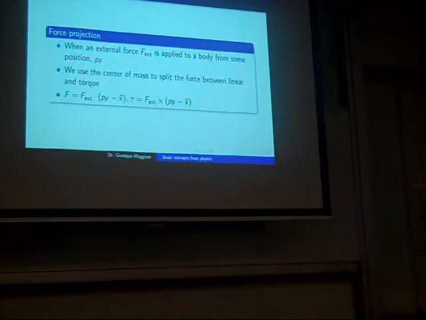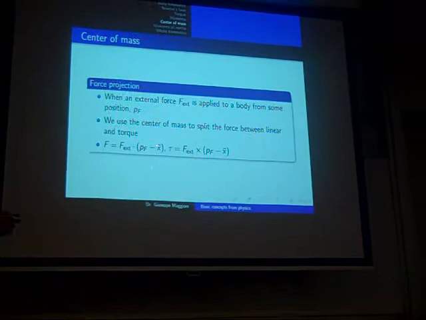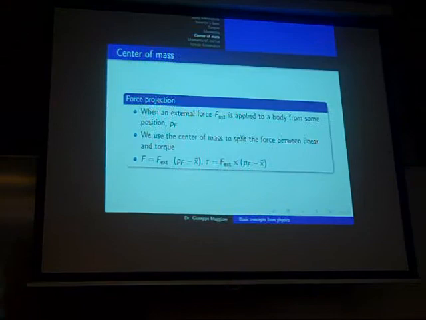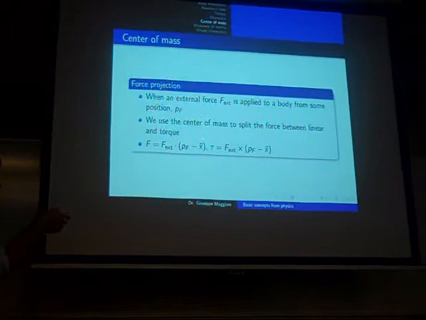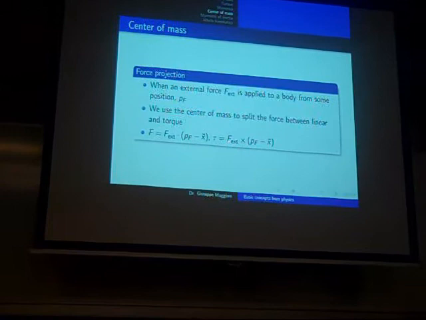We're centering the object at the origin by subtracting xf. The dot product of the external force times the relative vector is going to be the actual force. This is only going to contribute to the linear motion of the object, whereas the cross product between the force and the relative vector is going to contribute to the rotation.